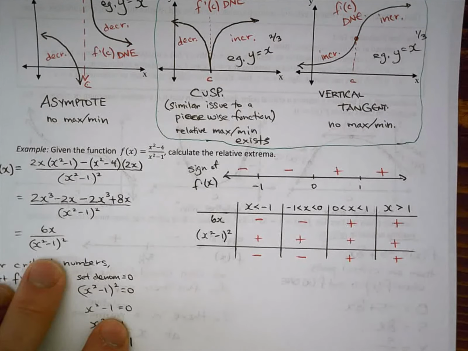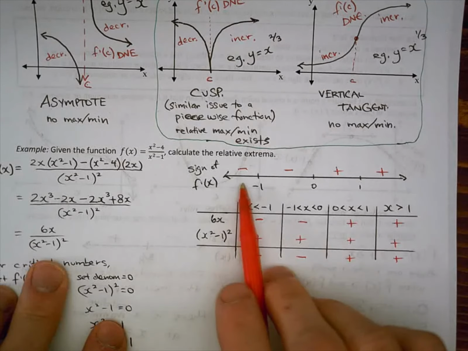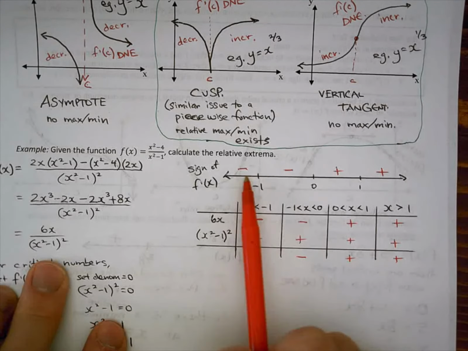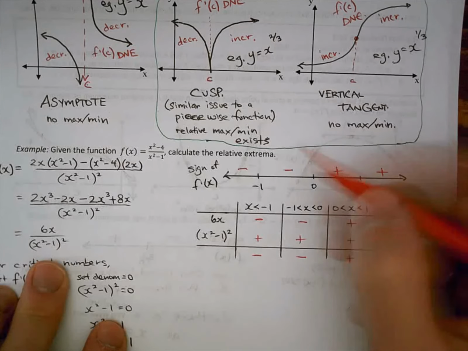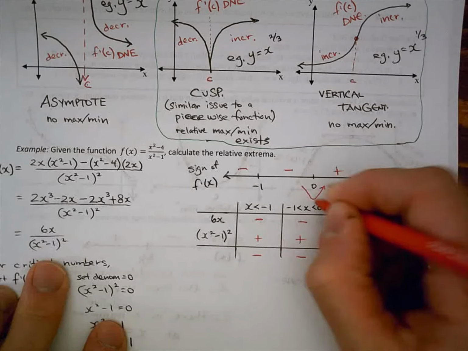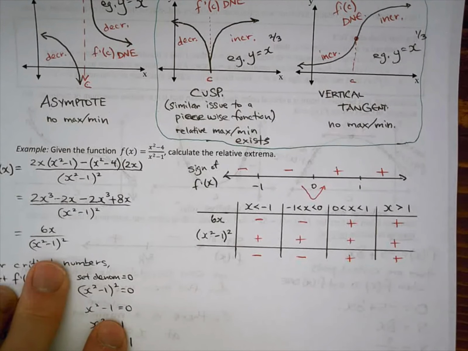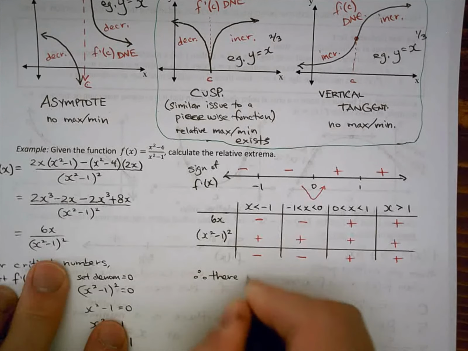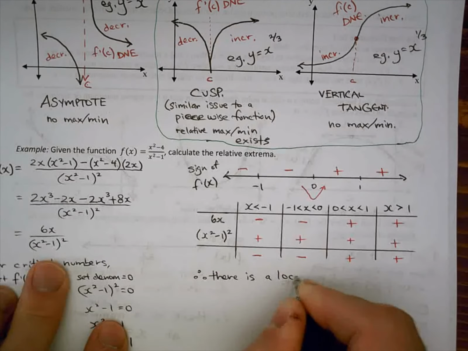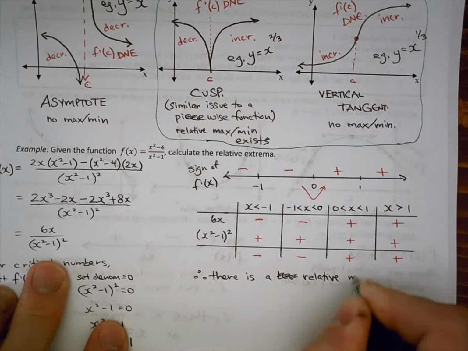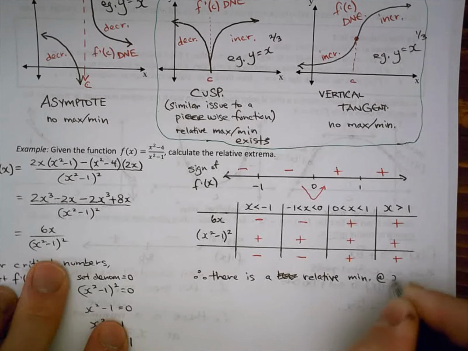Okay, so what does this mean? Well, remember, for something to be a max or min, or a local max or min, or a relative max or min, it has to be a critical number, and it has to change sign. So there's no sign change here, there's no sign change here. Here we're going down, it's a decreasing function, and then an increasing function. So it has to be a local or relative minimum. Therefore, we call it a relative min at x equals 0.